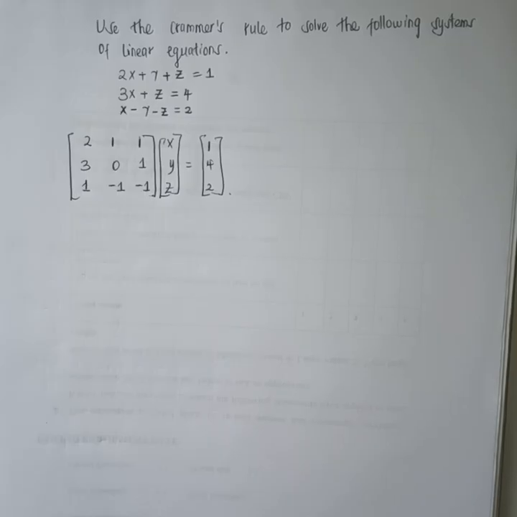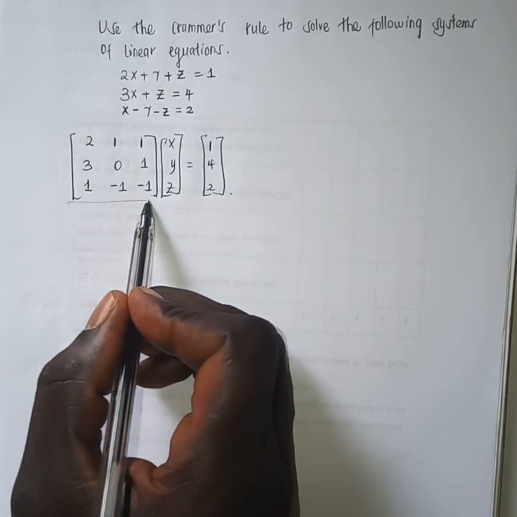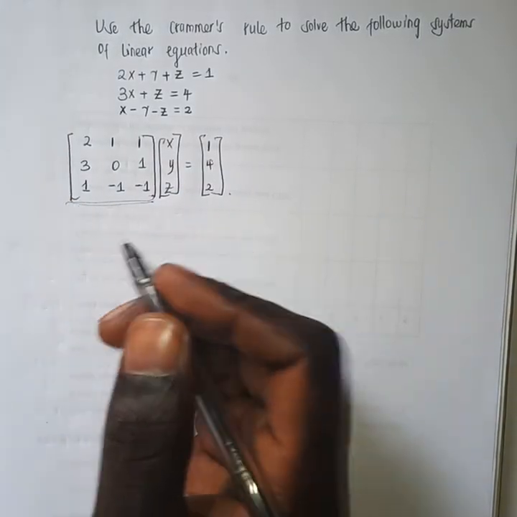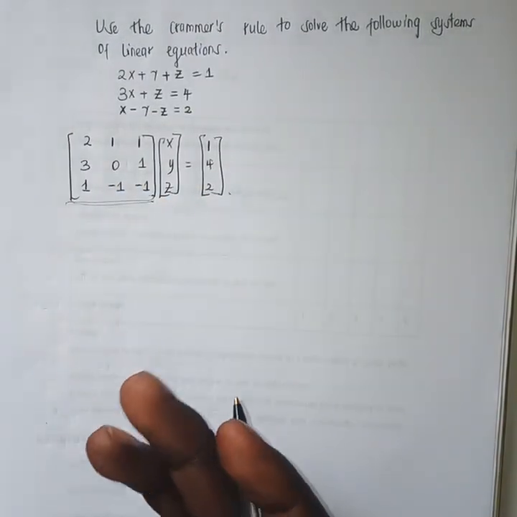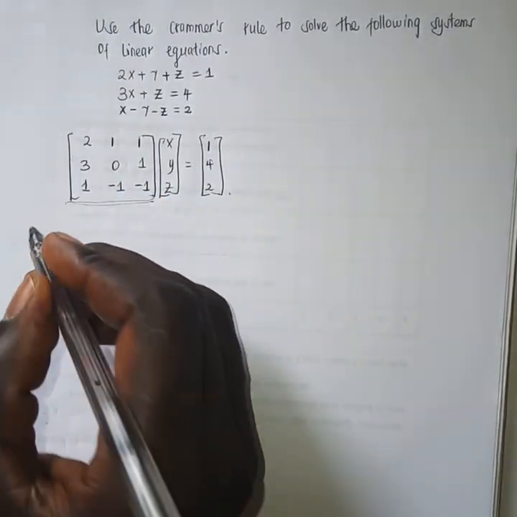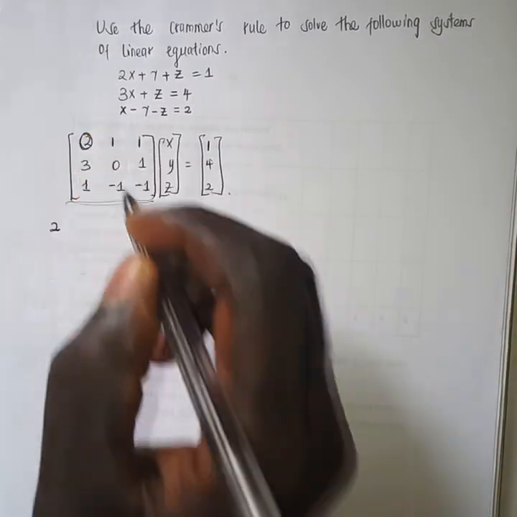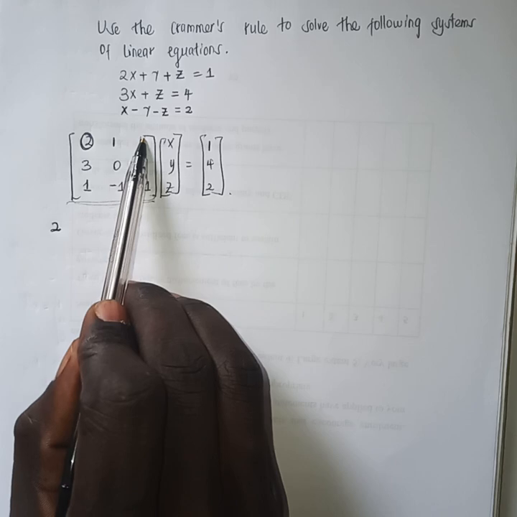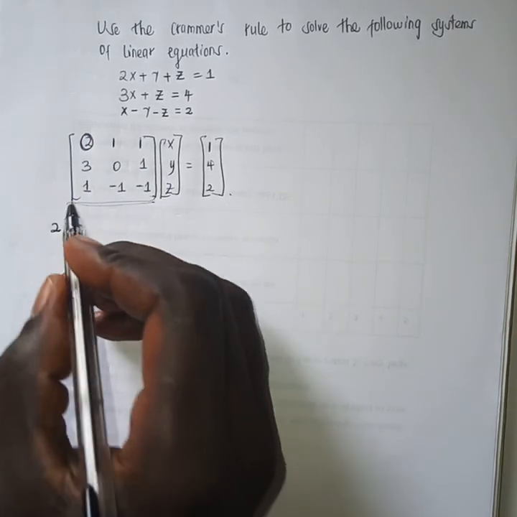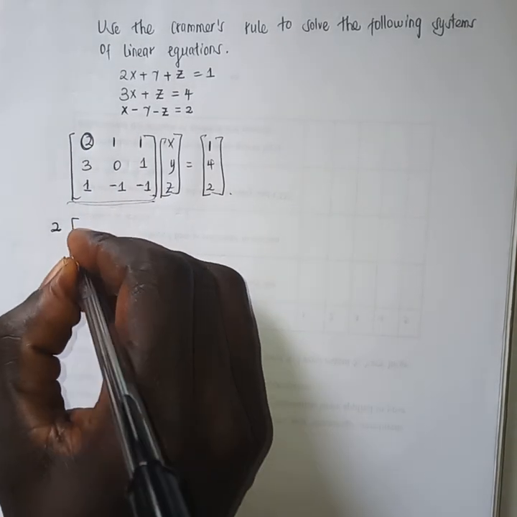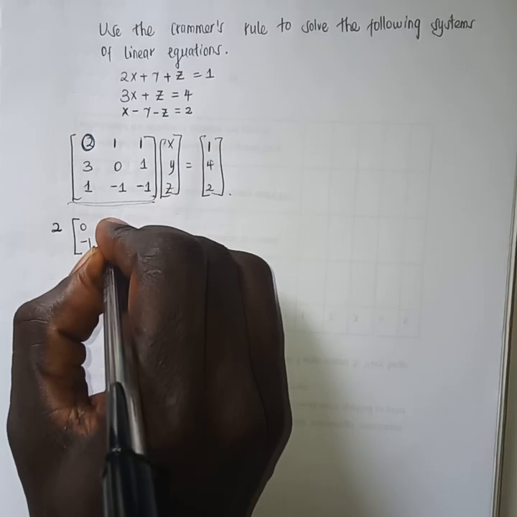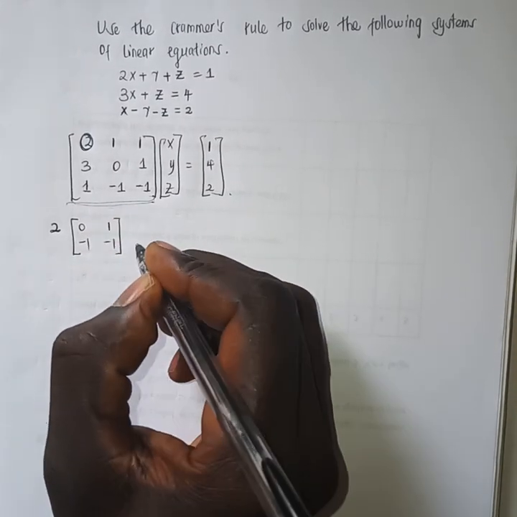So the first thing that we are going to do here, we are going to obtain the determinant of this matrix here, this 3 by 3 matrix. And we know that finding the determinant of the 3 by 3 matrix, we are going to take this 2, that is in the first, this point here, and we are going to eliminate anything in this row and in this column. So we'll be having a minor matrix that is 0, -1, 1, -1.